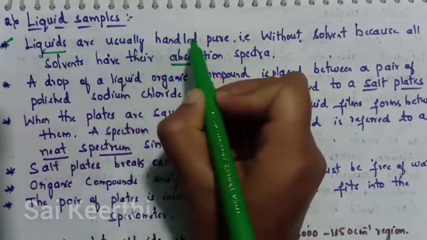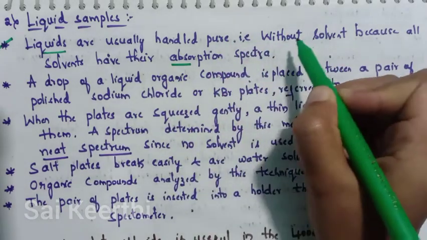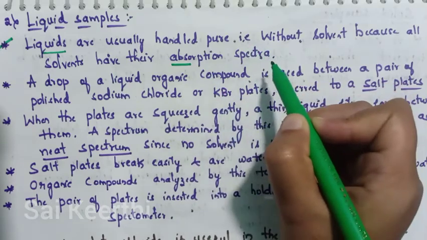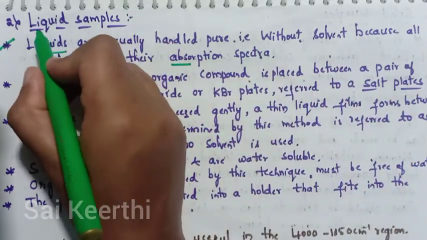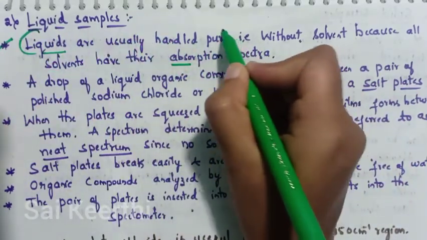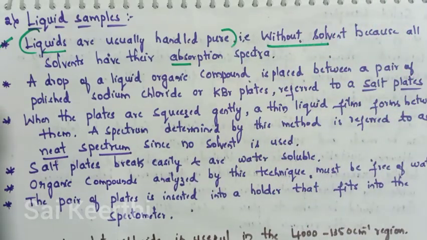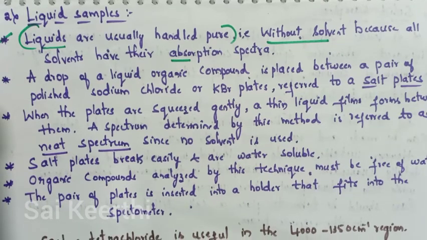Liquids are usually handled pure, in essence without solvent, because all solvents have their own absorption spectra. See here, liquids are usually handled pure without solvent because every solvent has its own absorption spectra, which may interfere with the absorption spectra of the compound under study. So in many cases solvent is not used while examining liquid samples. In some cases solvent is also used.